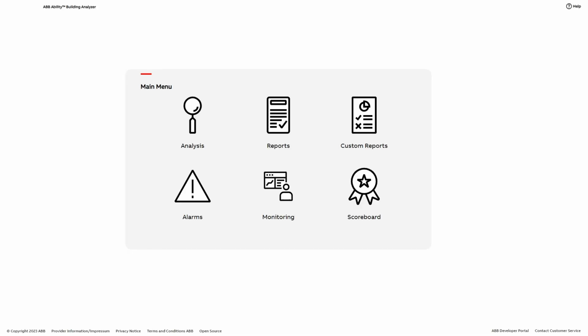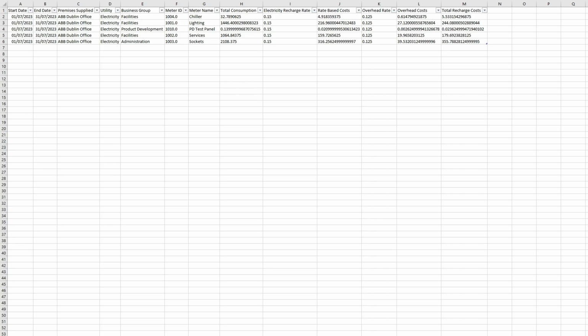Welcome to this video about Custom CSV Reports in ABB Ability Building Analyzer. A CSV report is a text file you can import into a spreadsheet or database. As you can see, it consists of a set of columns, with a row for each meter, sensor, etc. A CSV report allows you to combine your energy consumption with attributes and perform dynamic calculations for different use cases.